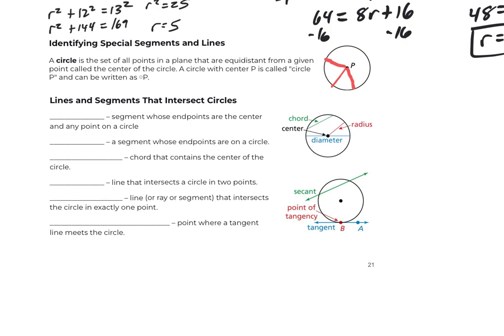When we write this, we name the circle by its center. And so we call this circle P. P is the center of the circle, so that would be the way that we name this circle.